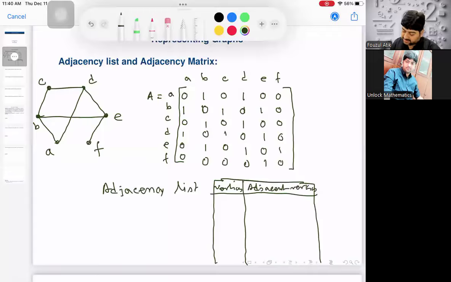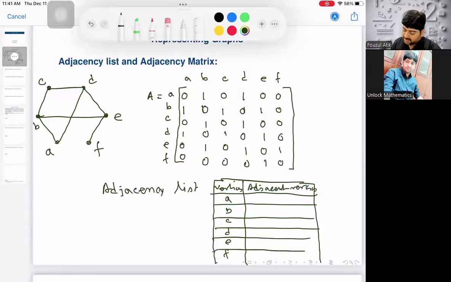Adjacent vertices. So what are the vertices? A, B, C, D, E, and F. What are the vertices adjacent to A? Maybe I can make some tabular form so that it will be easy to see that. Okay, A is adjacent to whom? It is B and D. So B and D will be there.